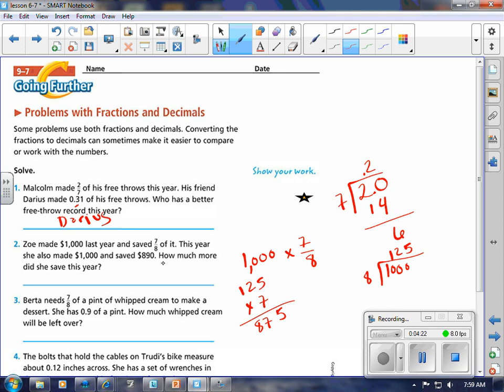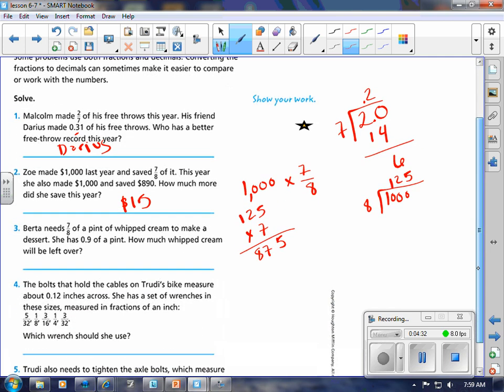This year she saved 890. They still want to know the difference. They didn't want to know how much she saved. So I'm going to subtract those two. I get $15.